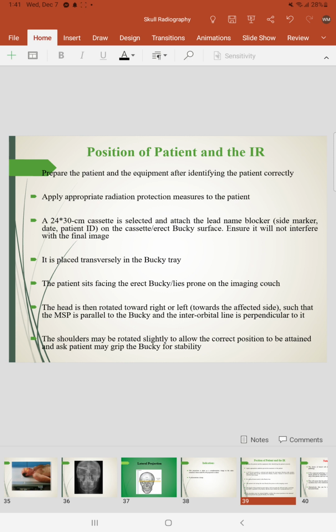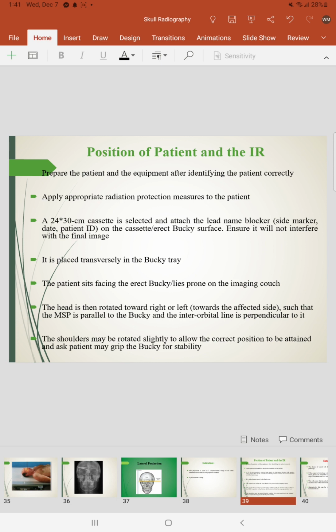For the lateral position, we use the cassette transversely. If you remember, for the PA and AP projections, we use it longitudinally, but for the lateral projection we use the cassette transversely. Then the patient sits facing the erect bucky or lies prone on the imaging couch. The head is then rotated towards the right or left, towards the affected side.